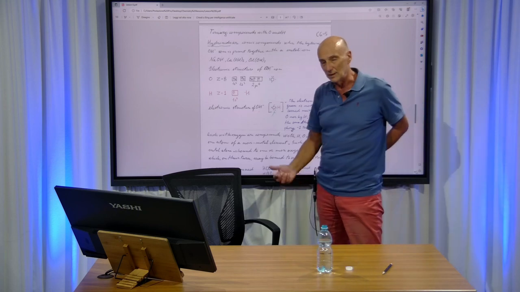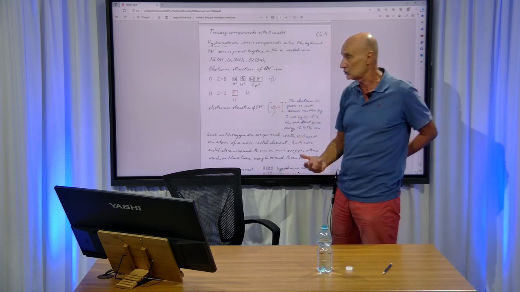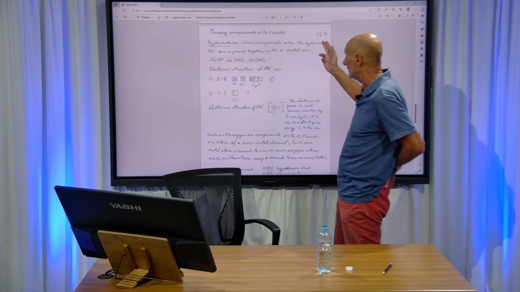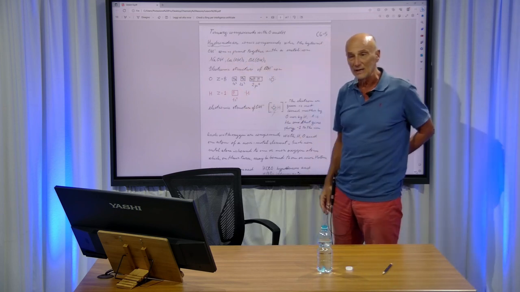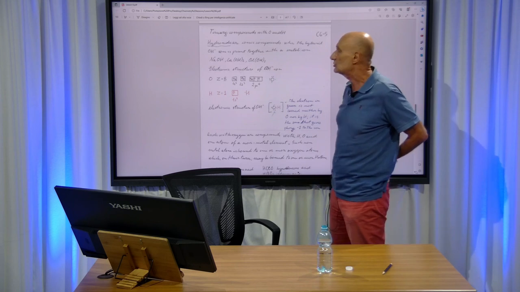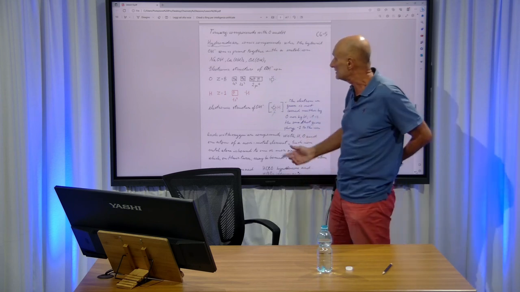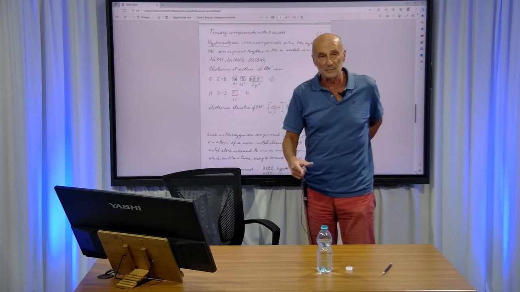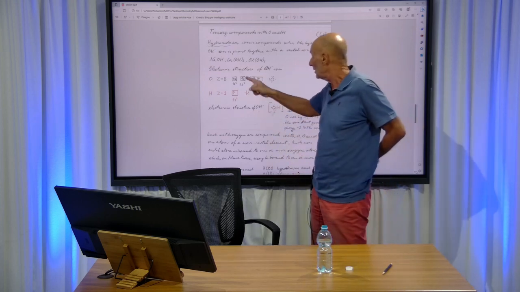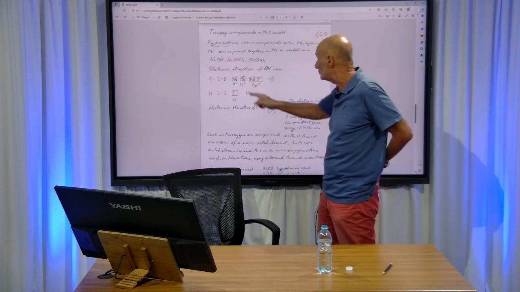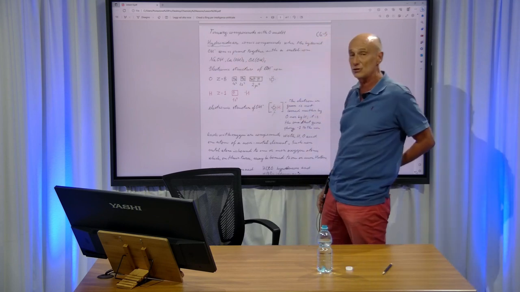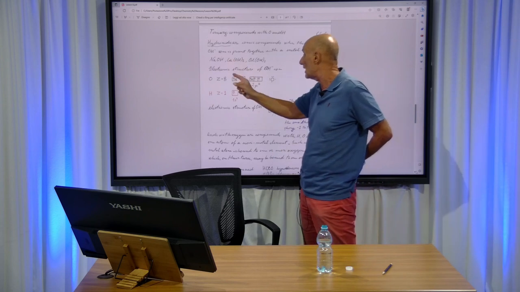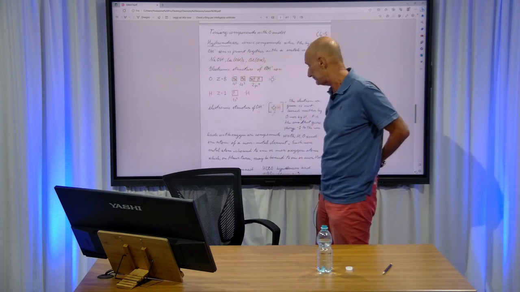Obviously, the combination ratio between the hydroxyl ion OH minus one and the metal ion is given by the charge of the metal ion. As an example, sodium exhibits plus one charge, calcium exhibits plus two charge, aluminium exhibits plus three charge, and the ratio of combination is 1 to 1, 1 to 2, 1 to 3.